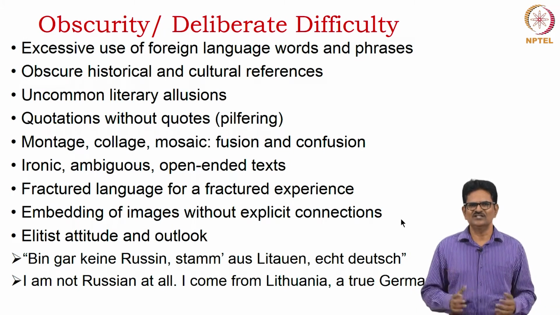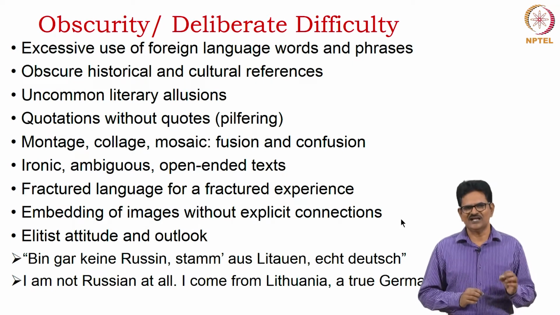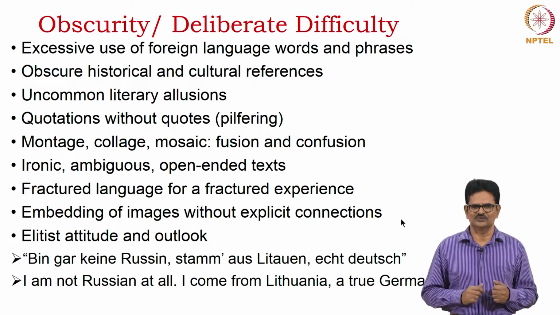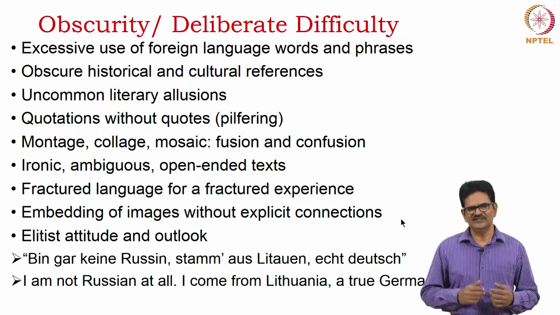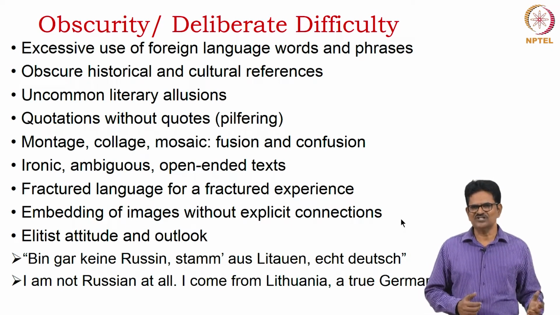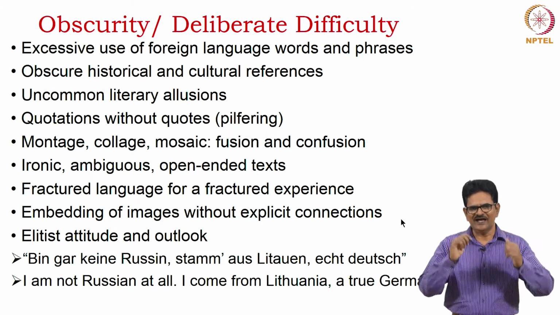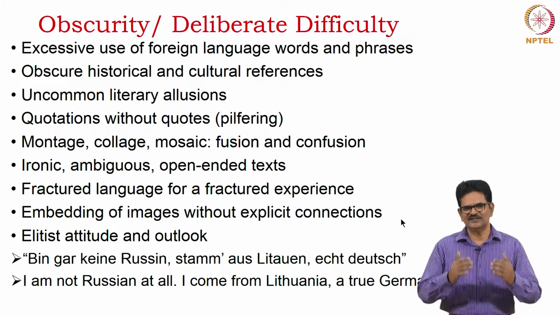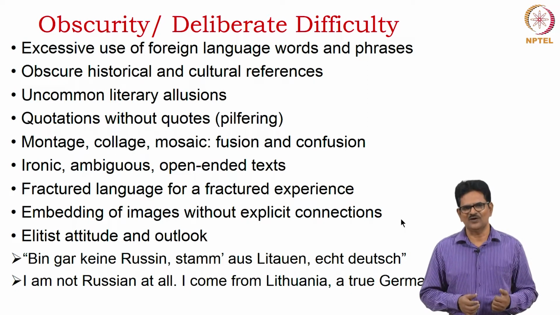connections. In general, there is a kind of charge against modernist poetry, that is, this modernist poetry had an elitist attitude and outlook. For example, we have one instance of this obscurity here in The Wasteland. We have a quotation from German, and we have the translation here. "I am not Russian at all, I come from Lithuania, a true German." When we have this in a poem which is written in English, suddenly all readers who may not understand German will not have any clue at all to understand what this is all about.